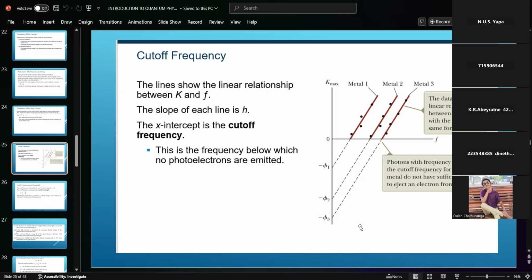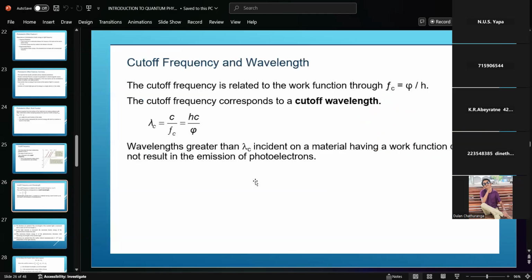And what is the work function of the graph? Then you have to read the graphs, right? Then with photons of energy, we can find the cutoff frequency, the frequency below which no photoelectrons are emitted. The cutoff frequency is related to the work function through fc equals phi over h.